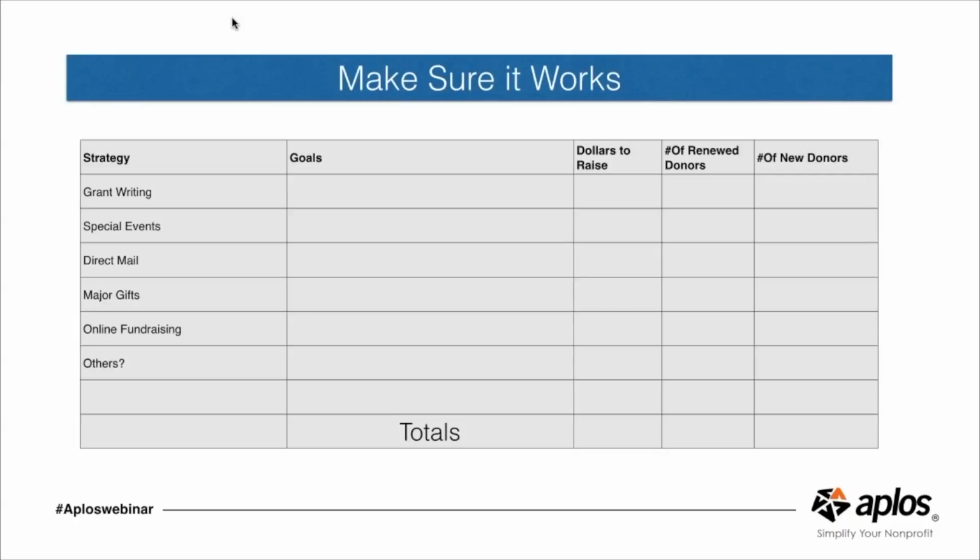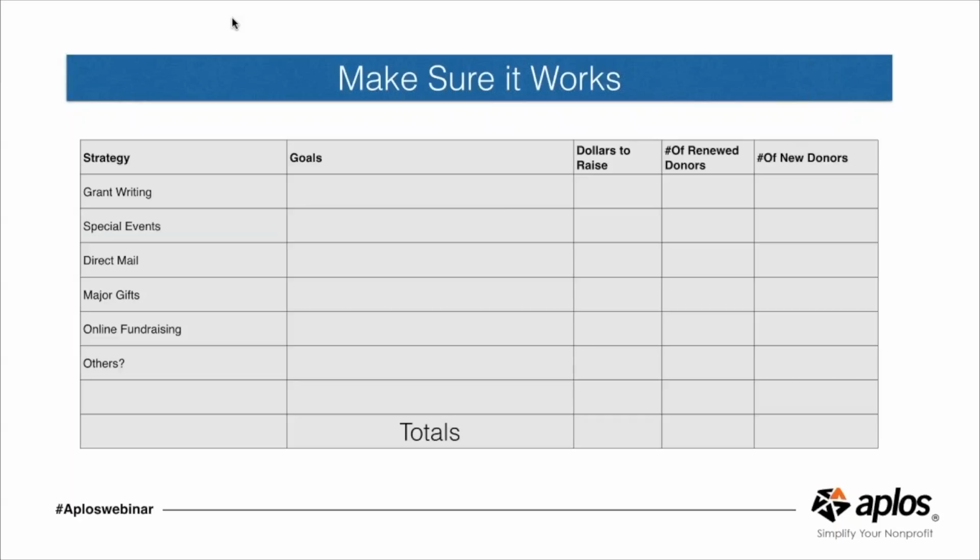So let's make sure this all works, what we just talked about: your strategies, your goals, how much to raise, and so on. Here's a real simple worksheet that you can copy if you want. Some of you can be creative. You can do this in a Word document using columns. You can do it in an Excel spreadsheet. I'm sure some of you are much more creative than I am, and you can make it colorful and as pretty as you want. But this is the core basics of what you're looking at.